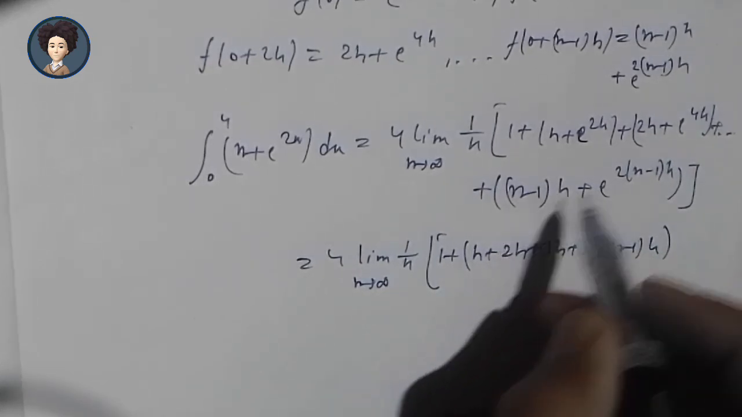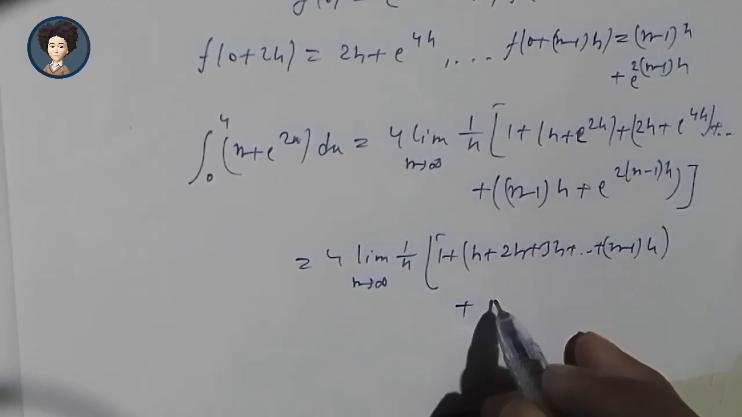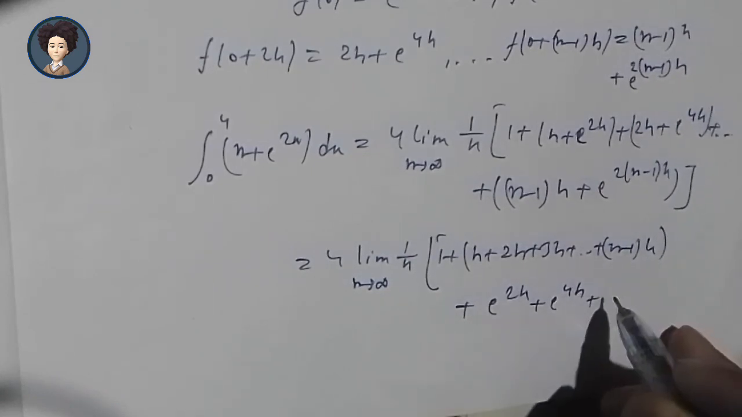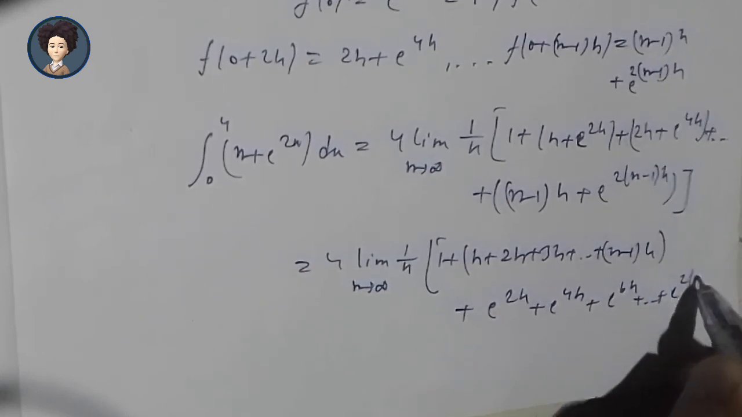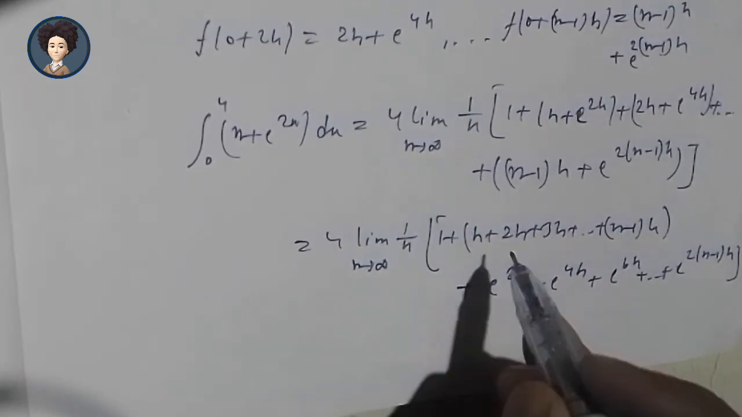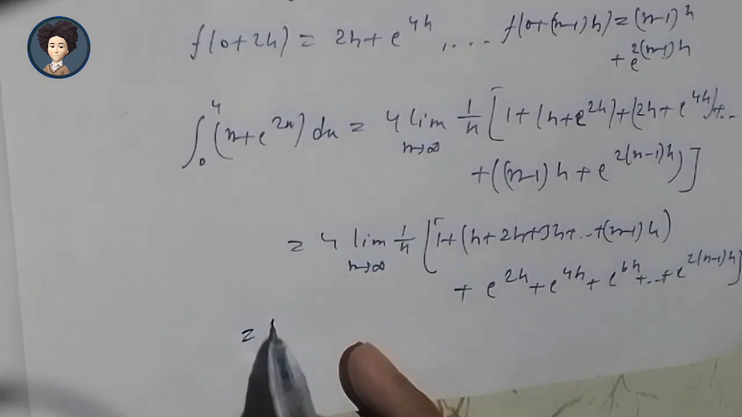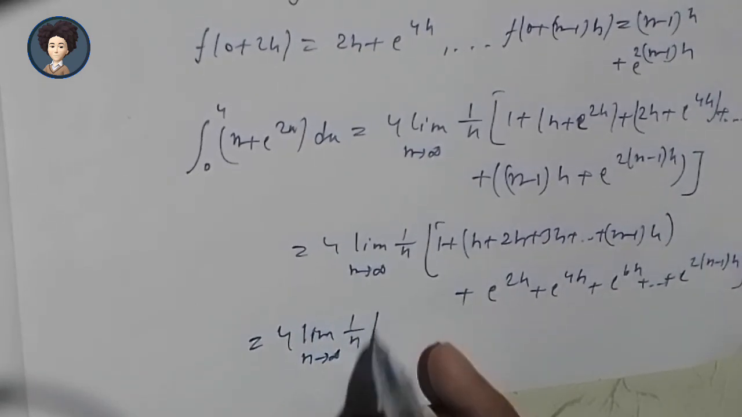Again we are going to collect the e to the power twice h, e to the power 4h terms. Then we get e to the power twice h plus e to the power 4h. It increases by 2h, so we get e to the power 6h here, and so on up to e to the power 2 into n minus 1 into h. Now from here we can see that if we take out h as a common factor, then we will get a series, for the limit of 1 by n as n tends to infinity.